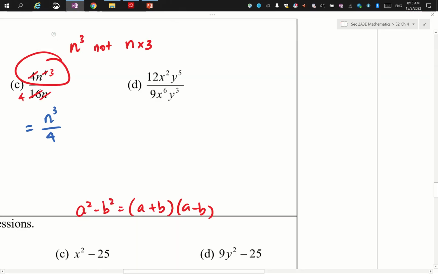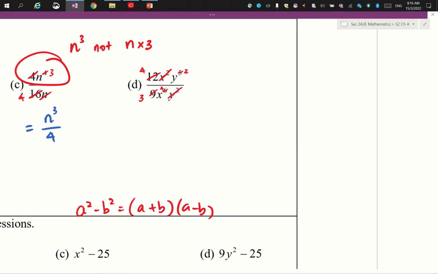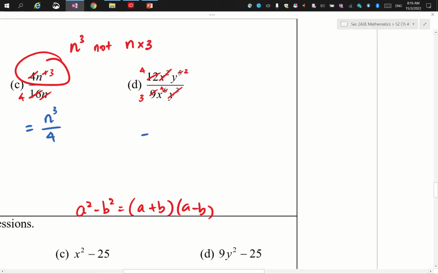Last case, so 12 and 9, left with 3, 4. Cancel away x squared, we're left with x power 4. Cancel away y cubed, we're left with y power 2. So here, be very careful again. 4 is the coefficient. We don't have any more x. We've got y squared. We have divided by 3 and x power 4. Okay, so as you write the powers and the numbers, just be very careful about not mixing them up.